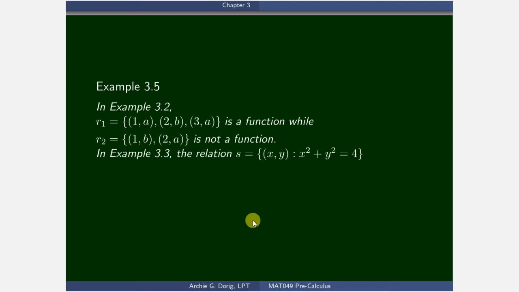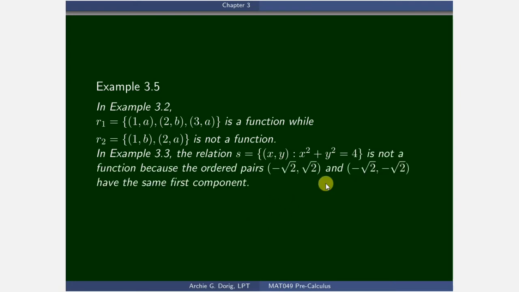In example 3.3, the relation S is not a function because, in the ordered pairs shown in the table of values, we have negative square root of 2 and positive square root of 2, and negative square root of 2 and negative square root of 2. They have the same first component. So that is why this relation S is not a function.